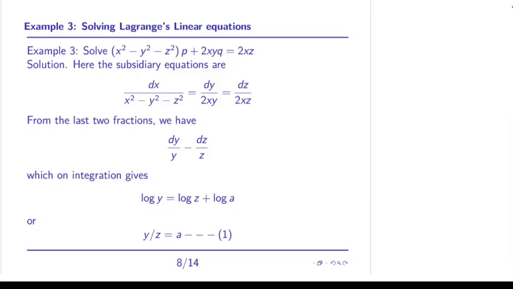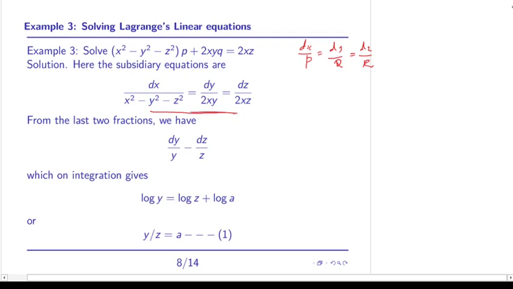Now let us see another example. We have to solve this partial differential equation (x square minus y square minus z square) p plus 2xyq is equal to 2xz. So first of all, you need to identify capital P, capital Q, capital R, and form the subsidiary equation dx by capital P is equal to dy by capital Q is equal to dz by capital R. So finally we can write the subsidiary equations as this.